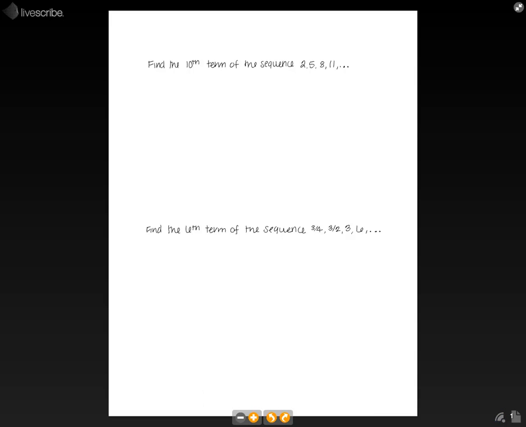In this pencast, we're going to be finding specified terms of arithmetic and geometric sequences. The first problem says, find the 10th term of the sequence 2, 5, 8, 11. Alright, so the first step is to identify what kind of sequence this is.